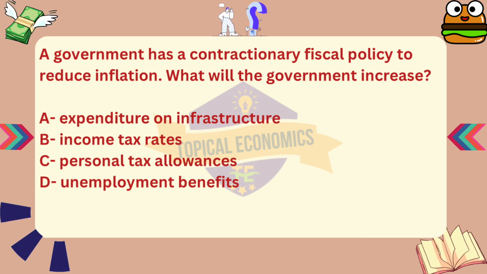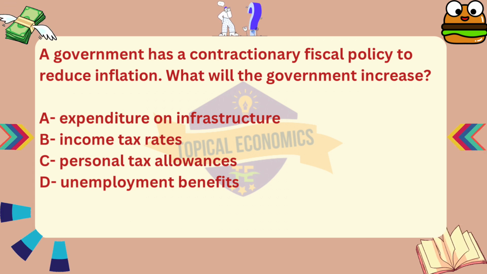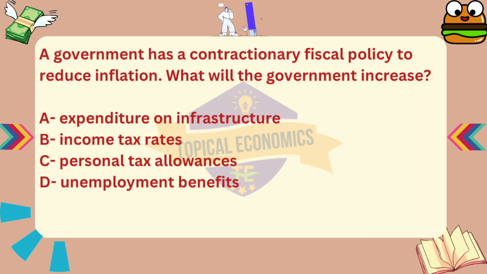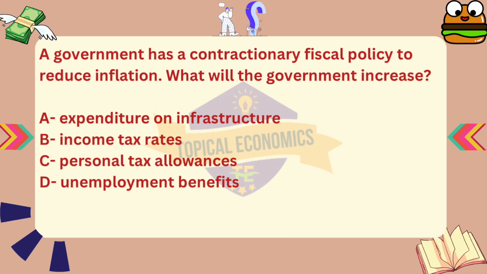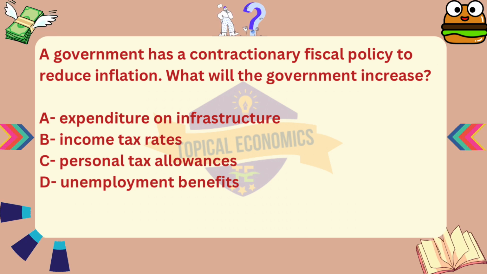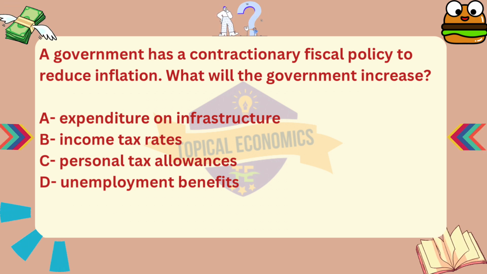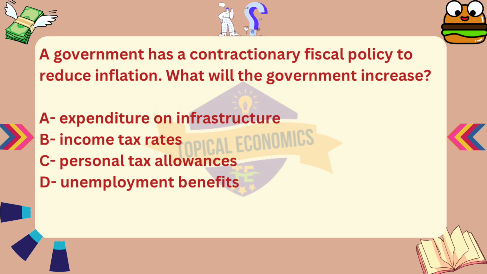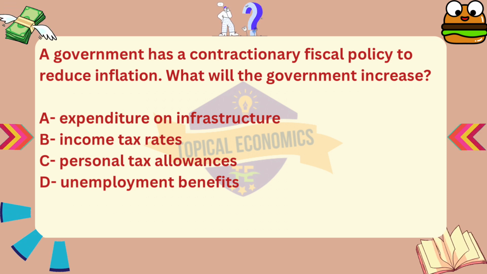Next, option C, personal tax allowances, when increased, would leave individuals with more disposable income, which could actually increase demand and exacerbate inflation. This is not in line with contractionary policy. Lastly, option D, unemployment benefits. Increasing unemployment benefits would increase government spending and provide more income to individuals, which could increase demand, not reduce it.